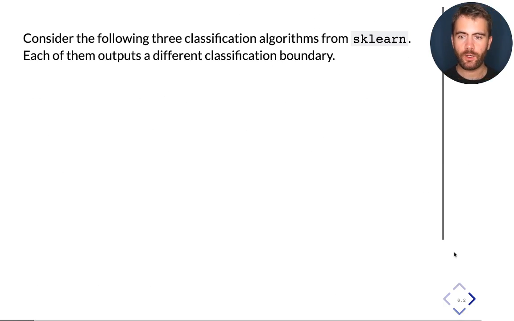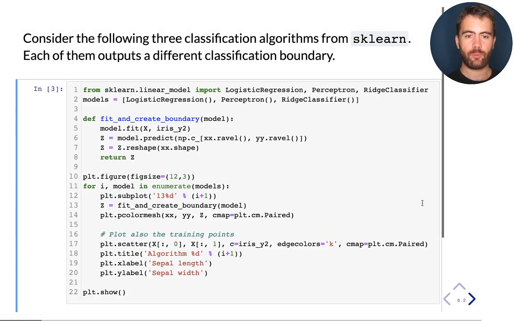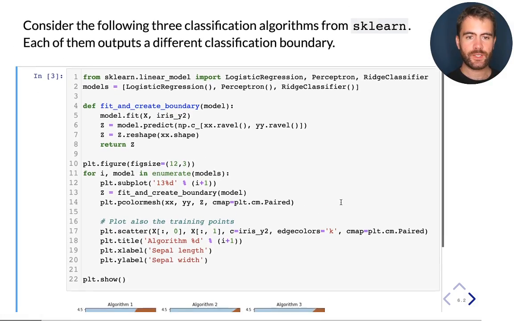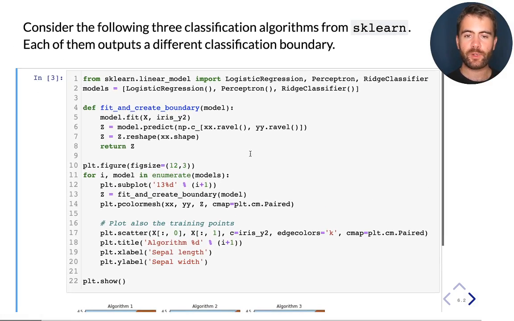As an example of what I mean and why this question is interesting, consider the following example. Here I am using scikit-learn and I'm importing three types of algorithms. Here I have a logistic regression algorithm that we have seen before, and then the perceptron and ridge classifier algorithms. We will see the perceptron in a later lecture, and the ridge classifier is an L2 regularized classifier that you can read about in the scikit-learn documentation.